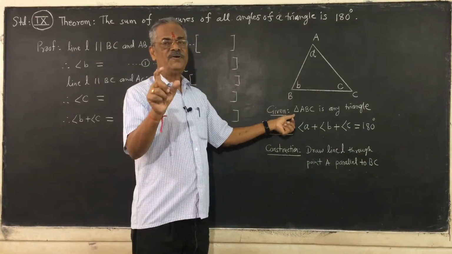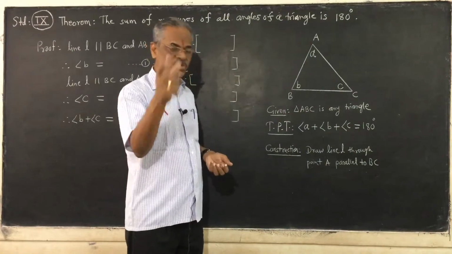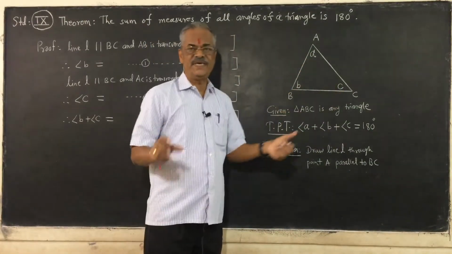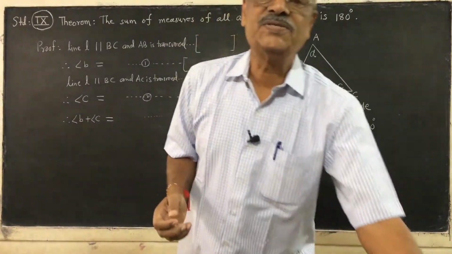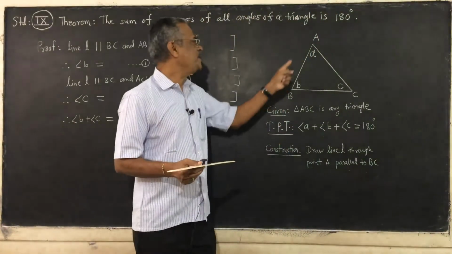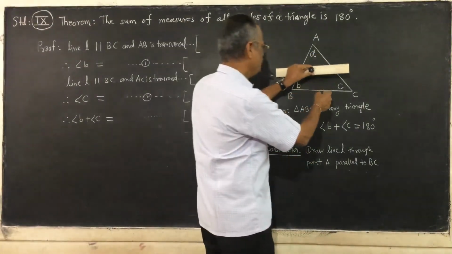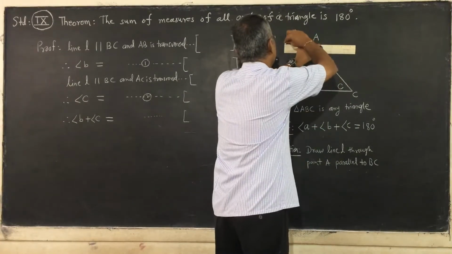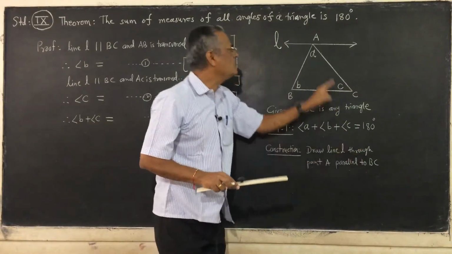We draw triangle ABC, that is, given any triangle ABC, to show that angle A plus angle B plus angle C measures sum is equal to 180. So for that let us draw a line through point A which is parallel to BC. आपण A मधून BC ला समांतर रेषा L काढू. That is your construction. Draw line L parallel to BC through point A.